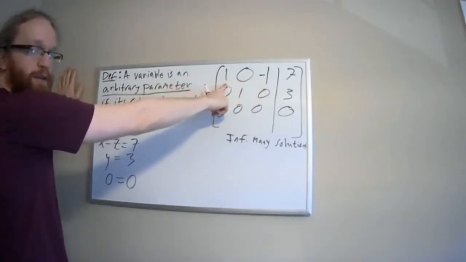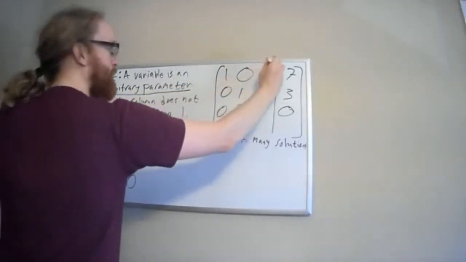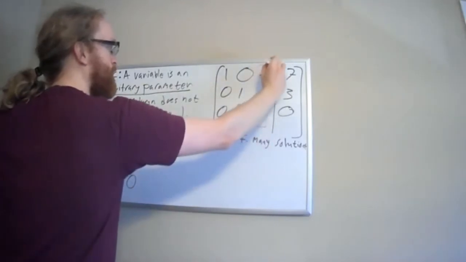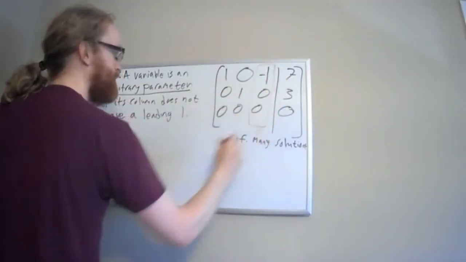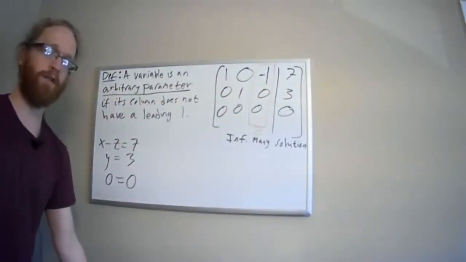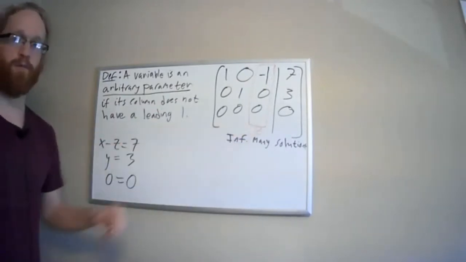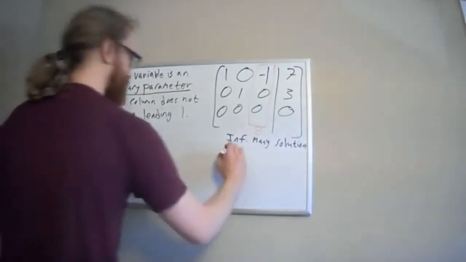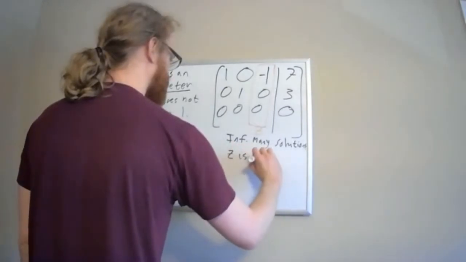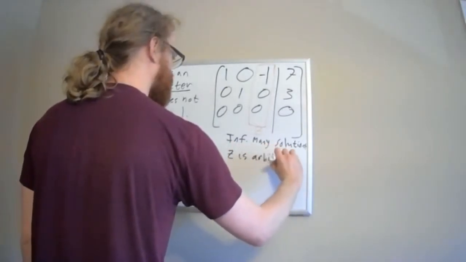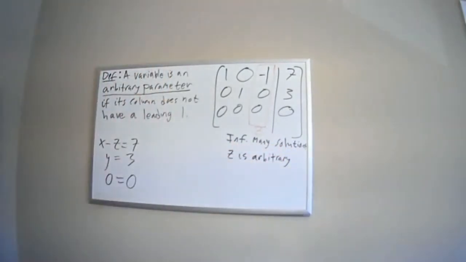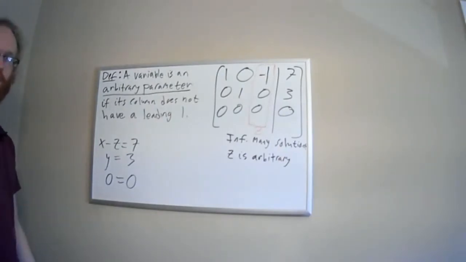There's a non-zero thing to the left of it. So this column, which represented z, does not have a leading 1, so that must mean that z is an arbitrary parameter. So z is arbitrary in this example here. Okay. So z is our arbitrary parameter.